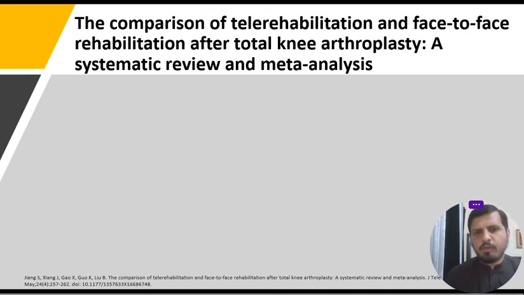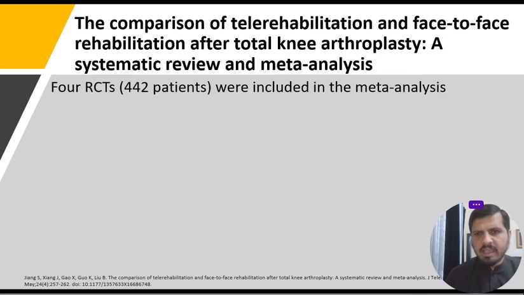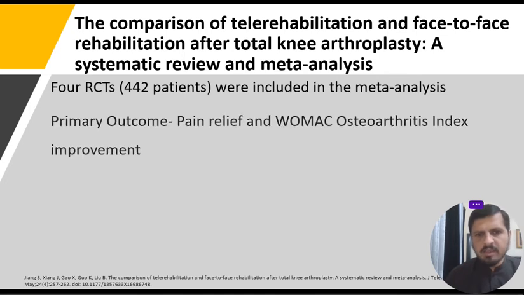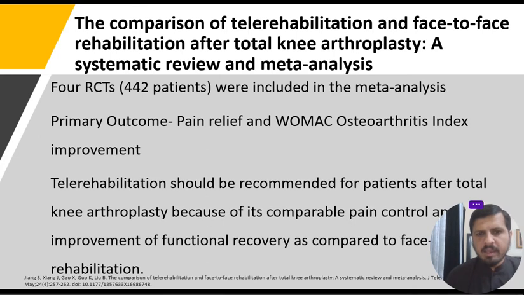Telerehabilitation has also been offered in total knee arthroplasty, again a meta-analysis of 4 RCTs, and the primary outcome was pain relief and WOMAC OA index improvement, and the result was that telerehabilitation should be recommended because of its comparable pain control and improvement of functional recovery.